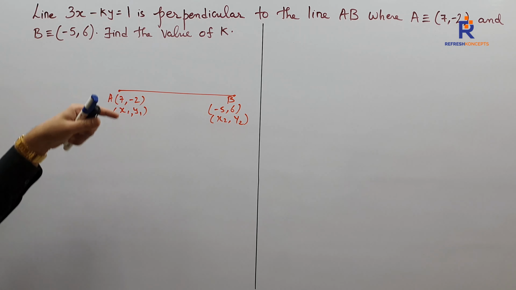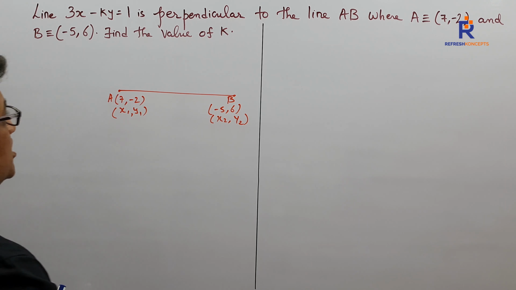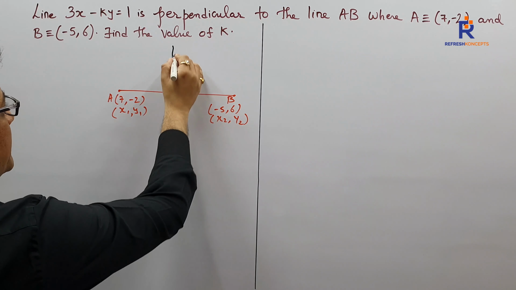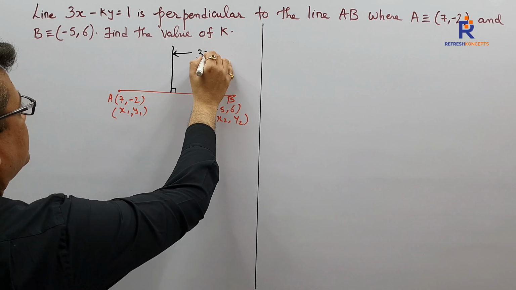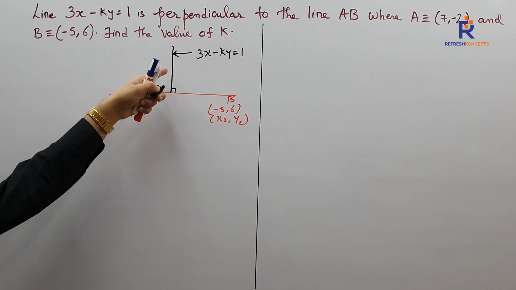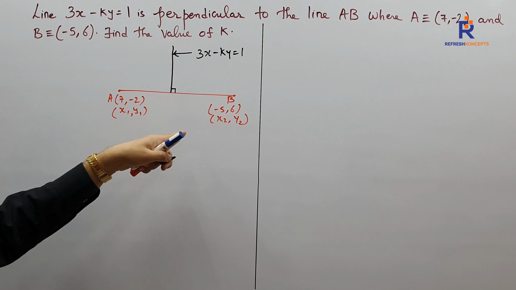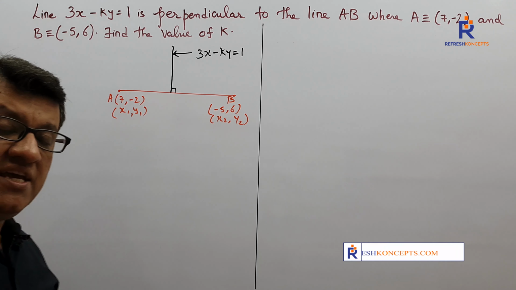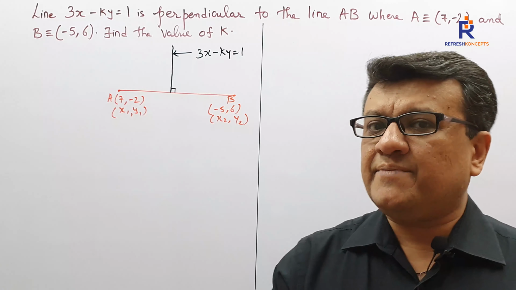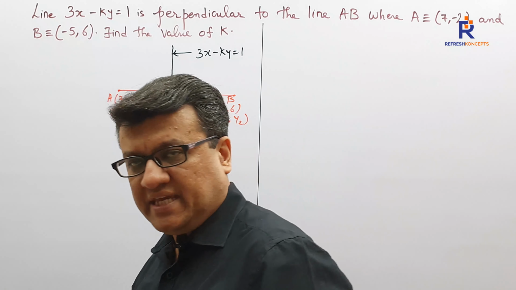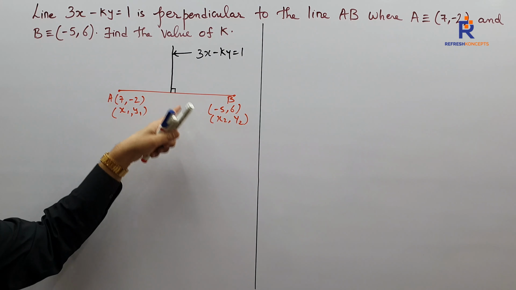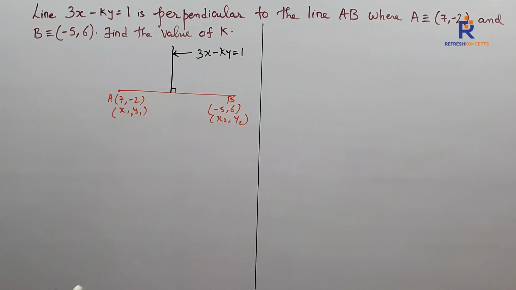We have one line which is perpendicular to line AB. So let's draw that particular line which is perpendicular to line AB. Let's name this as 3x minus ky equals 1. It is given that the line 3x minus ky equals 1 and line AB are perpendicular. So what relation can we say? The product of their slopes happens to be -1, right? Let's apply the same and get the value of k. But don't you think we first need to find the slope of both AB and the given line? So let's start with our solution.